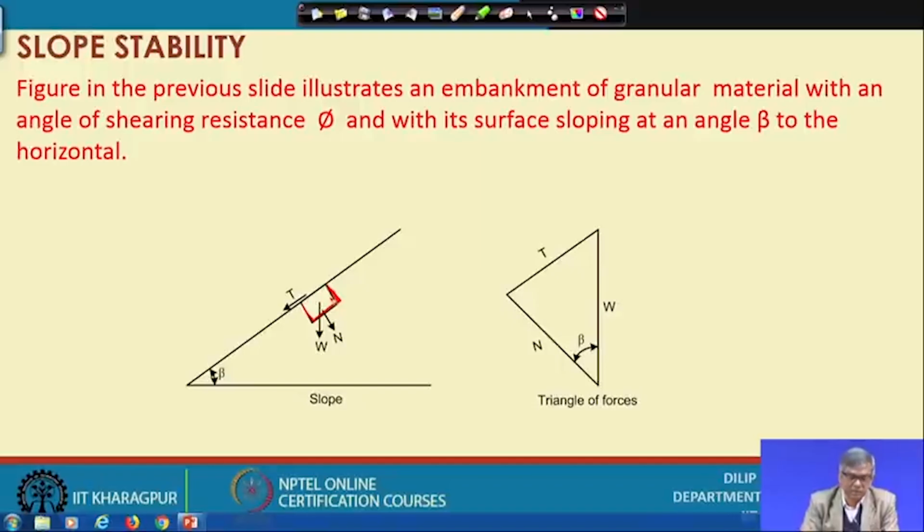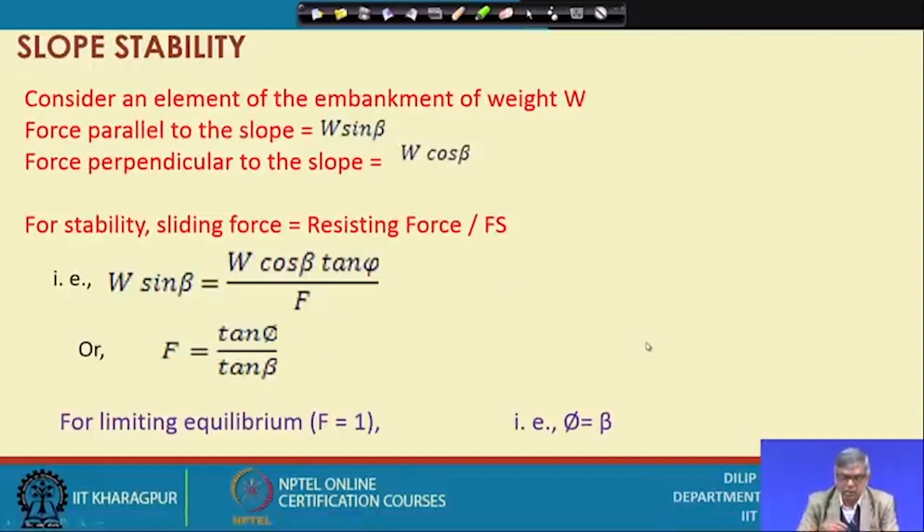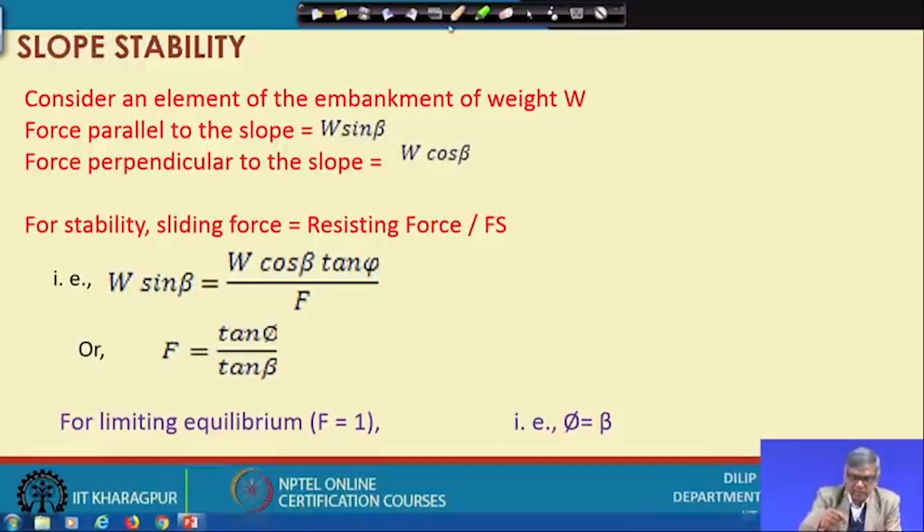Then what are the forces acting on it? There will be a normal force, there will be a gravity force, and since it is a slope, it will try to move this way. So, there will be a horizontal component in this direction, and based on the equilibrium, if you draw a force polygon, it comes like this: W here, N here, T here. As I have mentioned, we have taken the element on the embankment.